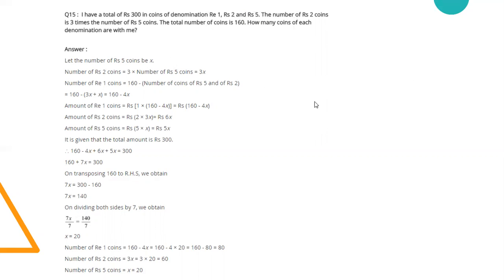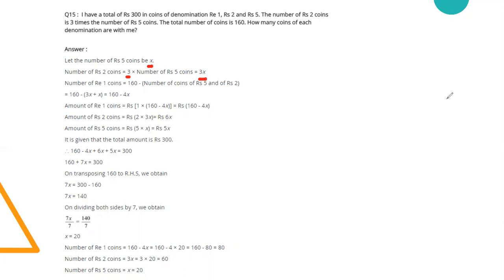So guys, let's go with the solution here. Let us imagine the number of rupees 5 coins as x. Alright, so when I imagine the 5 rupee coins as x, what will be the 2 rupee coins? That is nothing but 3 times the number of 5 rupee coins, which is given in the question. So 3 times the number of 5 rupee coins is nothing but 3 times x, isn't it? 3 times x is nothing but 3x.